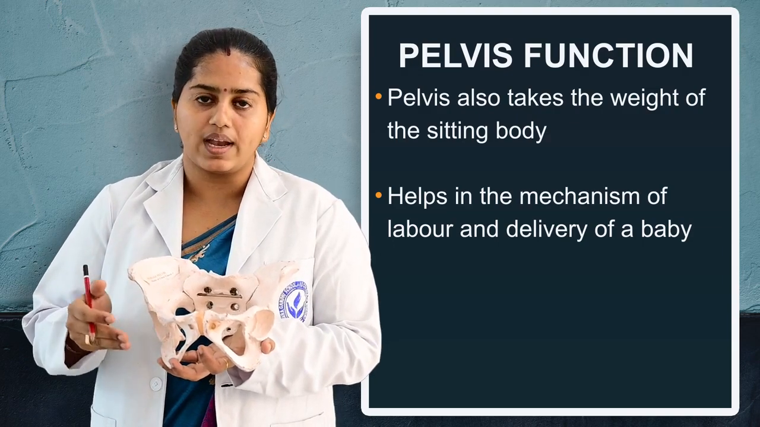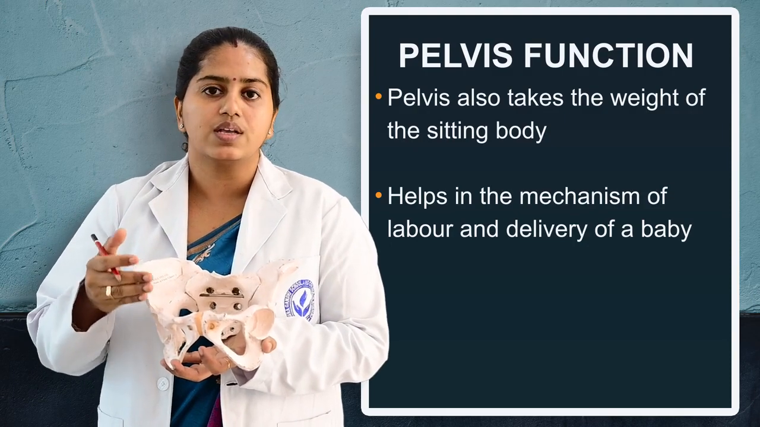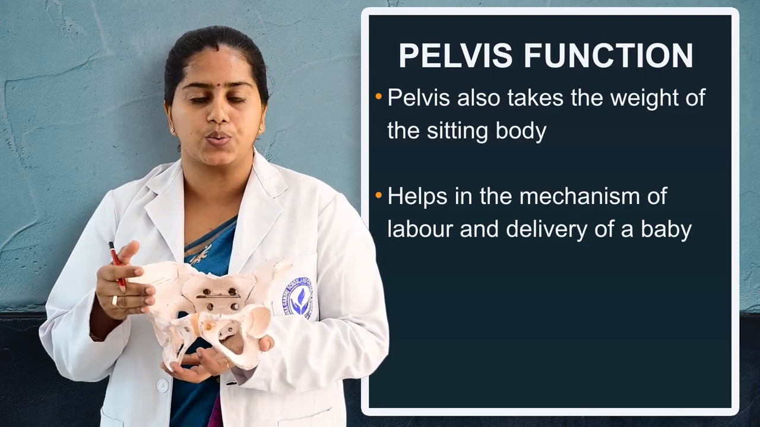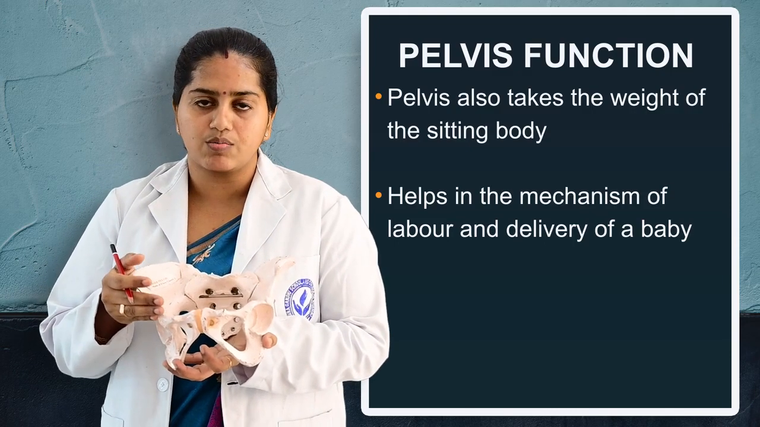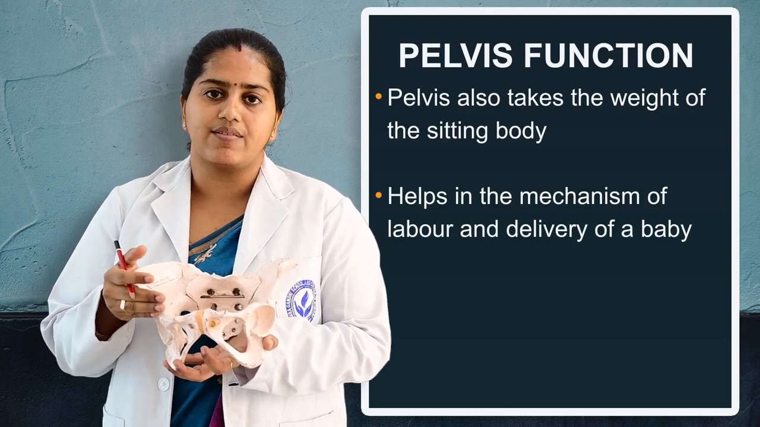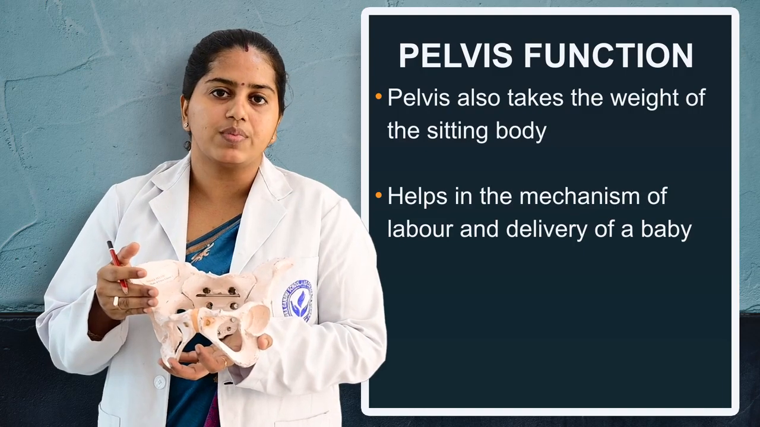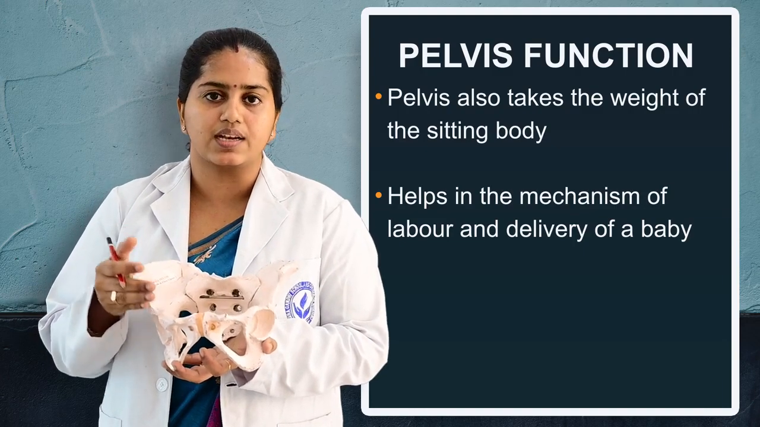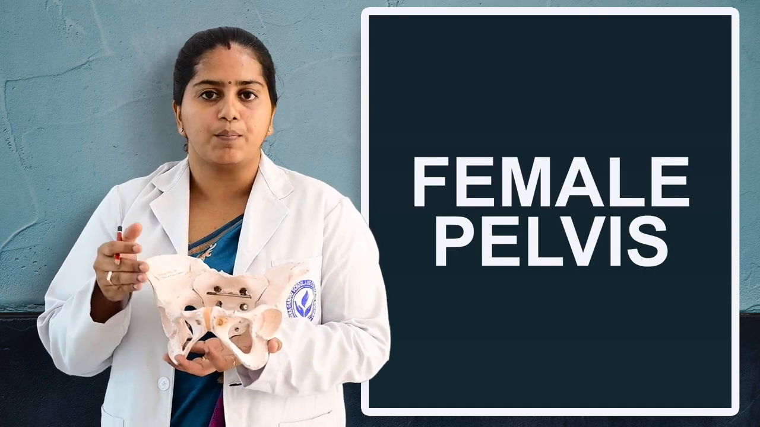Then next, when there is a growing pregnant uterus, the pelvis helps to support it. Then the last function is that it helps in the mechanism of labor and expulsion of the fetus through the body cavity, and we can find out the progress of labor. How? By the descent of the fetal head through the ischial spine. So these are the main functions of the pelvis.